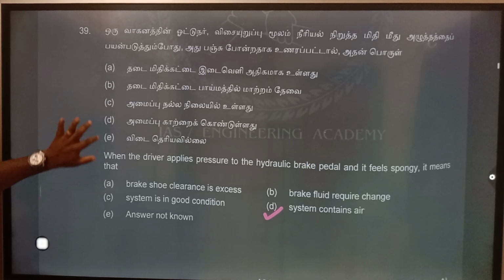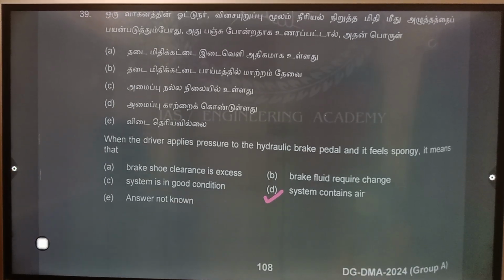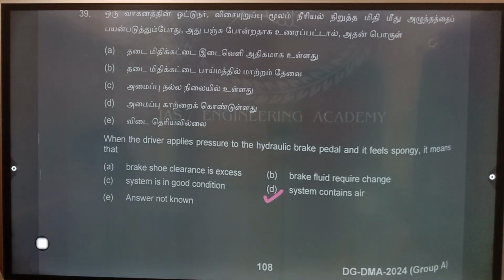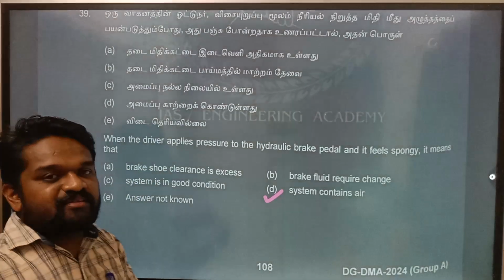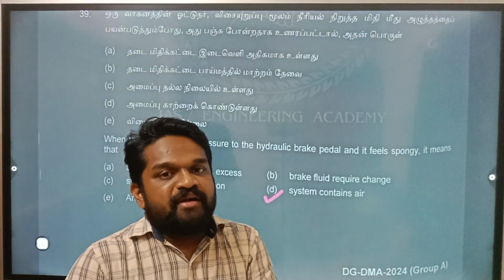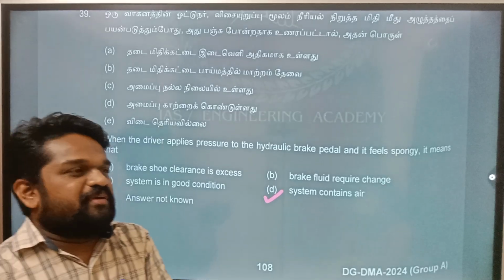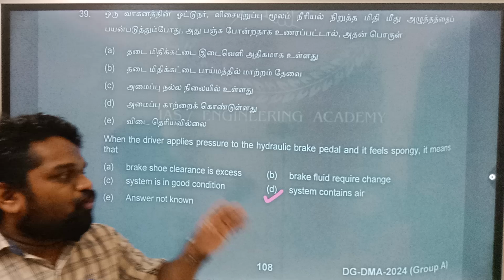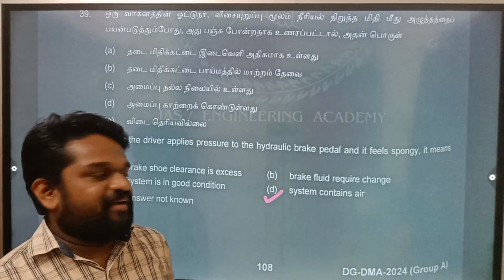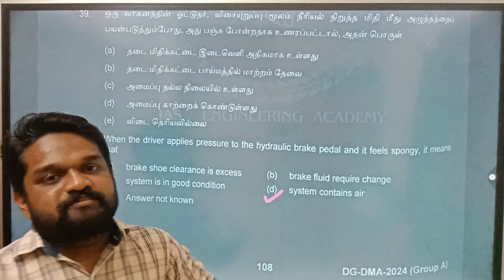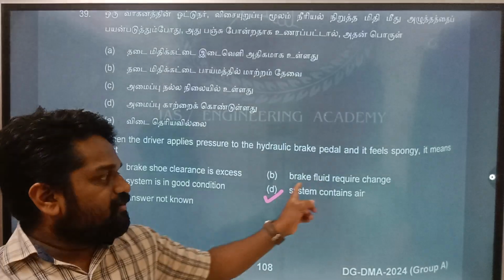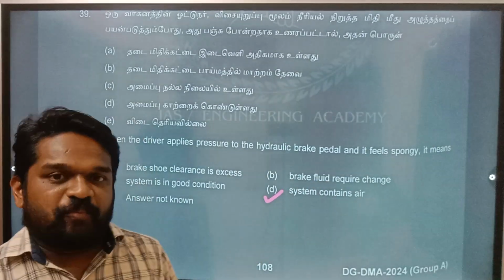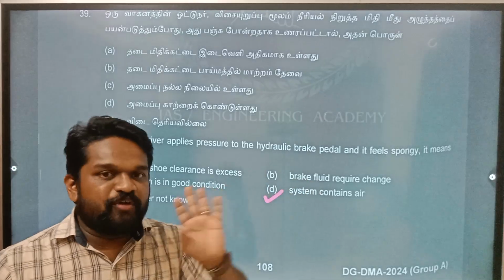39. When the driver applies pressure to the hydraulic brake pedal and it feels spongy, it means that இந்த spongy brakes வந்து hydraulic brakes உள்ள ஒரு defect தான். Okay, you can say it as a defect. இல்லனா அதோட efficiency கம்மியா இருக்கும். So அந்த டைம்ல what's the meaning of that? Air உள்ள என்ட்ரா இருக்கு. Also one more point is the brake fluid change பண்ணணும். Okay, இந்த ரெண்டு ரீசனும் வருவாங்க.